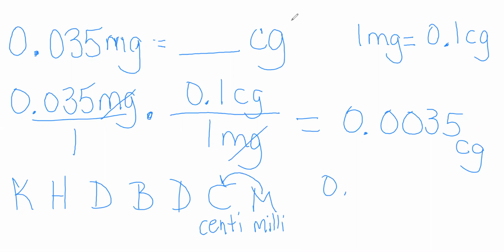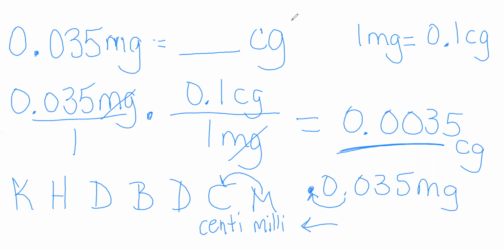If we started out with our original number, which was 0.035 milligrams, again, we are moving that direction on our metric system chart, so you would move that decimal place over 1. And your answer, you put your decimal place here, which gives you 0.0, which is exactly what we got right here. So we just checked ourselves. Yes, that's correct.